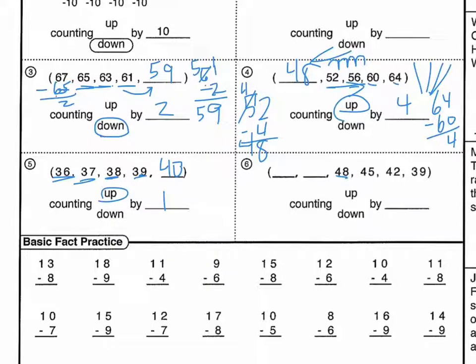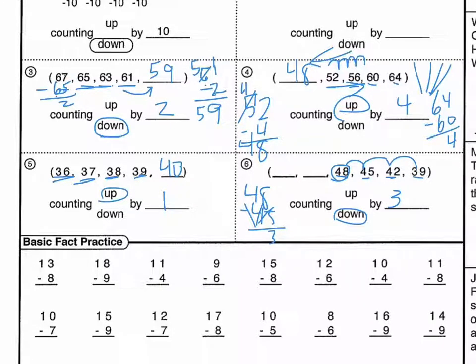This one has 48, 45, 42, 39. As you can see, the numbers are getting smaller as they go, so that means they're going down. And what are they going down by? I'm going to use my virtual fingers here to count. Starting at 48, I count away from 48, 47, 46, 45. So that's going down by 3. Another way to do that is to do 48 minus 45, and that gives us 3.